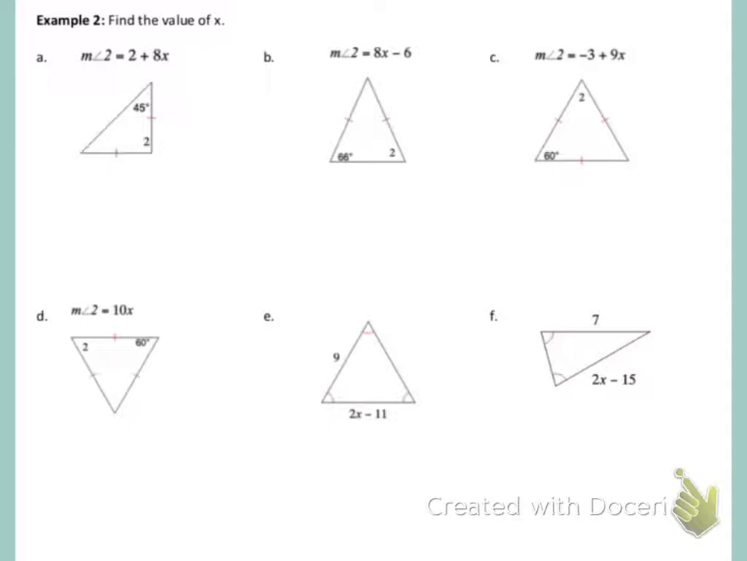So example 2 asks us to find the value of X. So we have an expression here that is describing angle 2. So that's this angle right there. And it says that that angle is 2 plus 8x. So let's see what else we can find in the triangle. Well, we've got these 2 sides marked equal, which means that the angles across from them must be the same measure. And since the one angle is 45, then this one over here must also be 45.